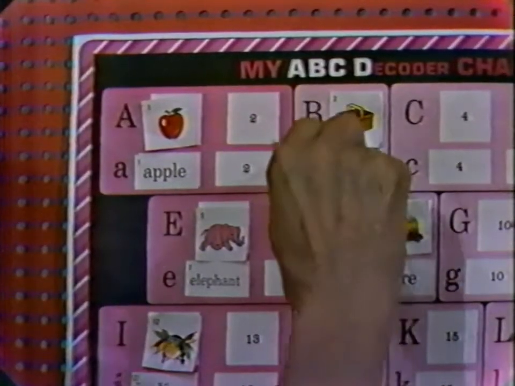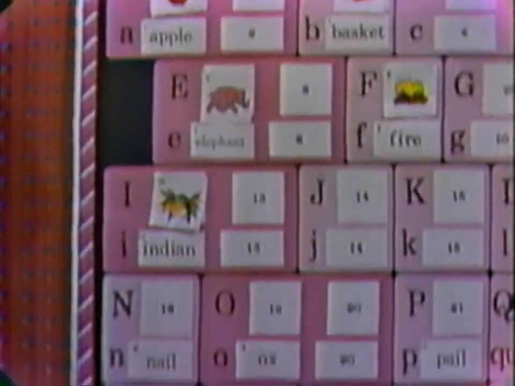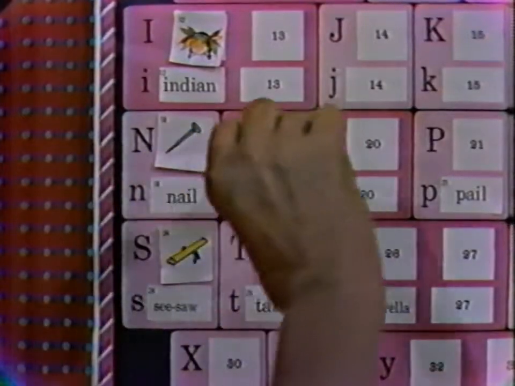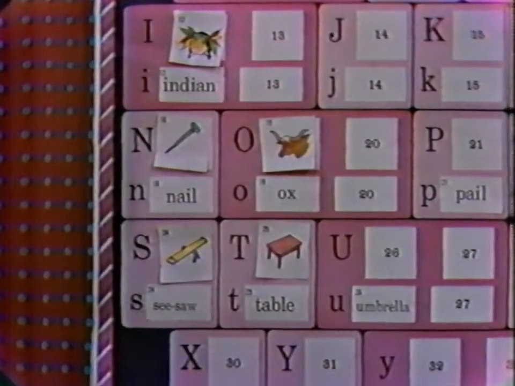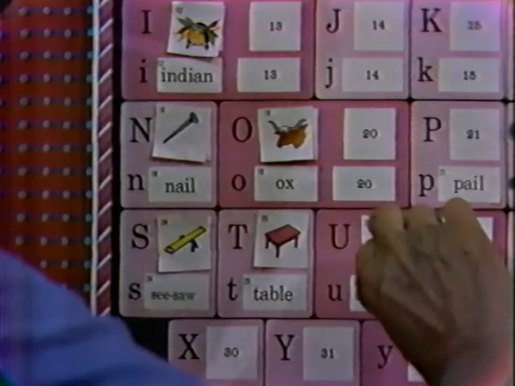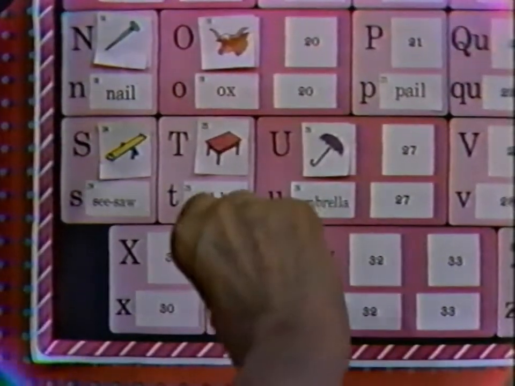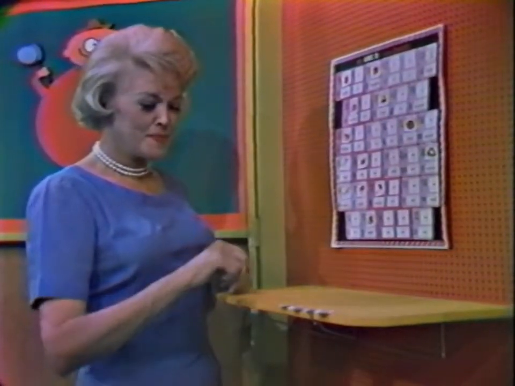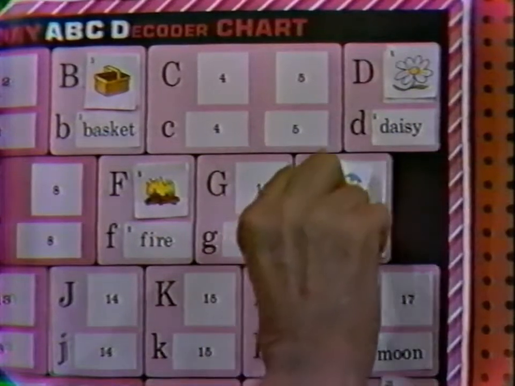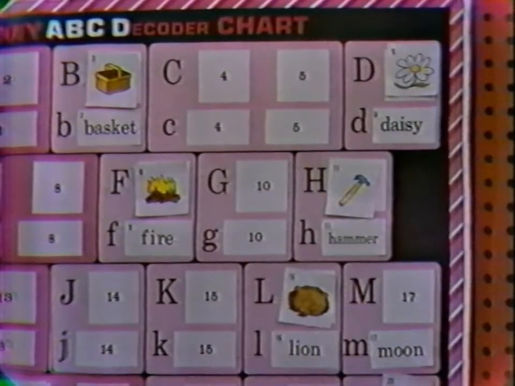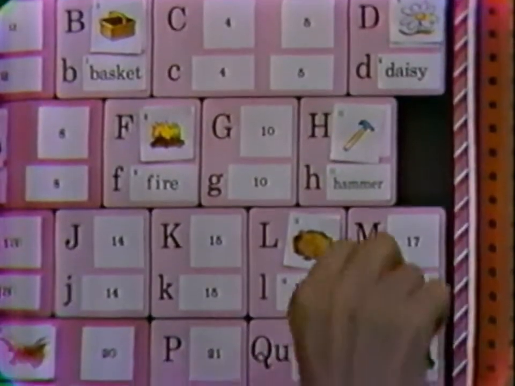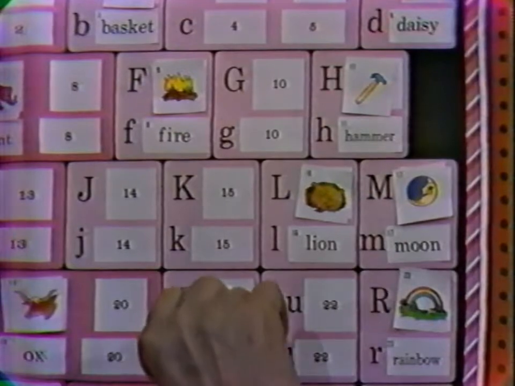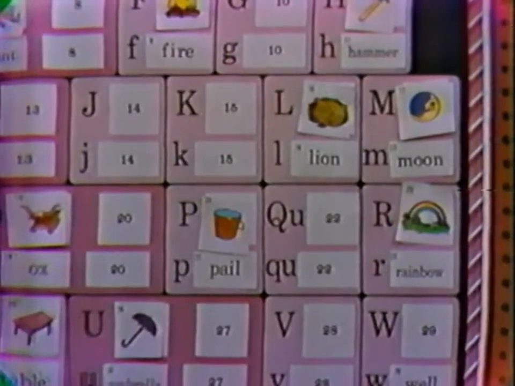Basket, B. Nail, N. Ox, O. Umbrella, U. Yarn, Y. Now what do you think comes next? Here it is. Hammer, H. Moonlight, M. Pail, P.